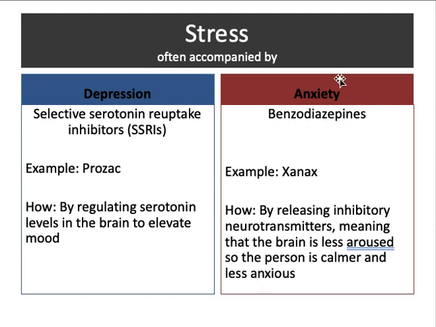Okay, another way is to treat anxiety. One drug that is used is called benzodiazepines. Okay, one popular product is Xanax. I'm sure you have heard it if you watch movies. Xanax. Okay, so basically how does it work? By releasing inhibitory neurotransmitters, meaning that the brain is less aroused, so the person is calmer and less anxious.